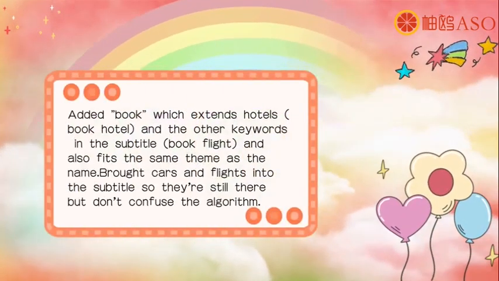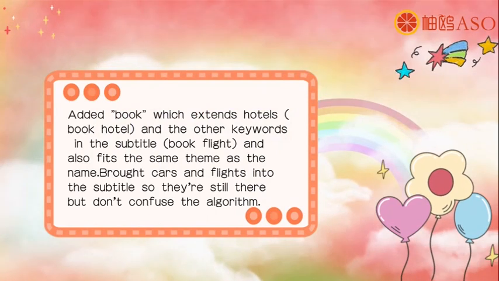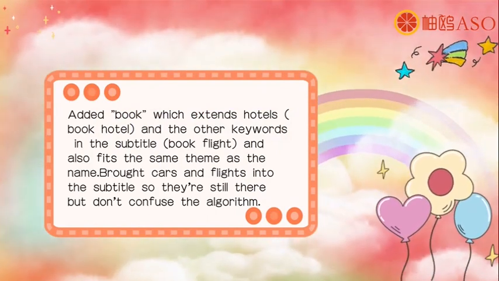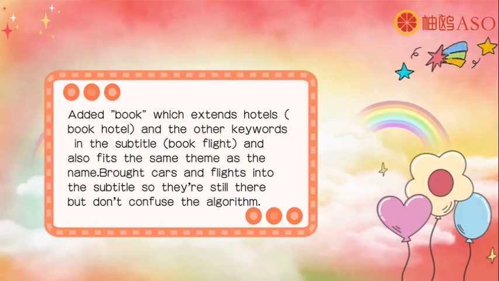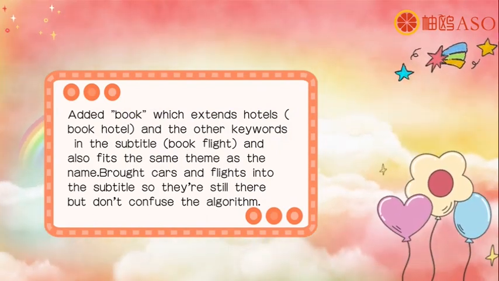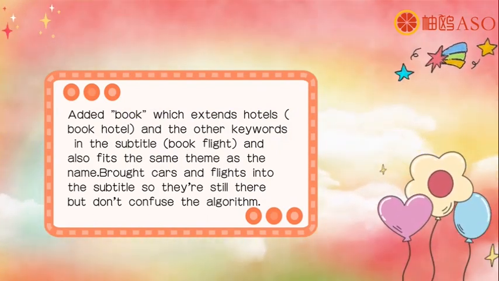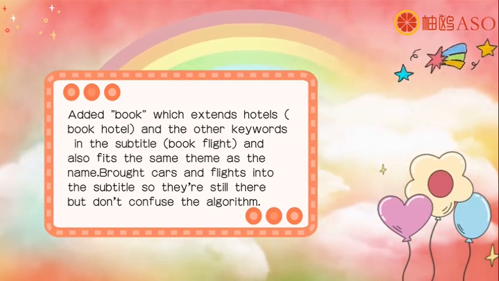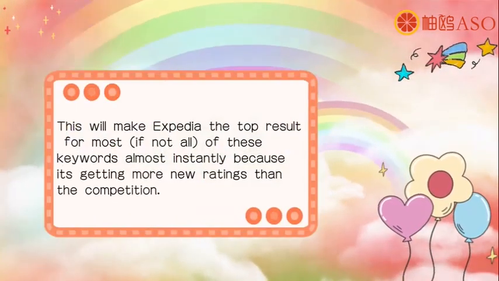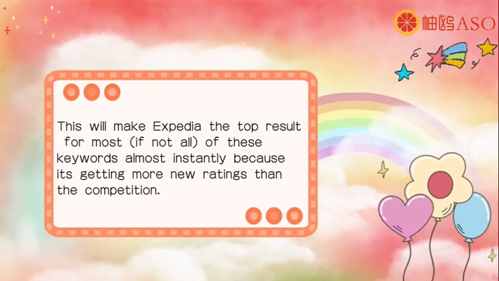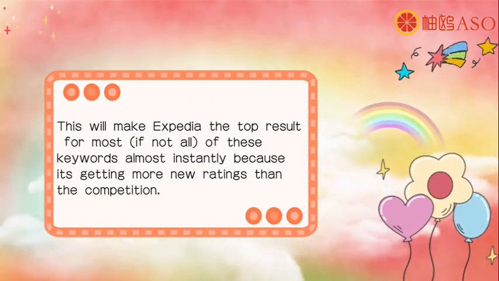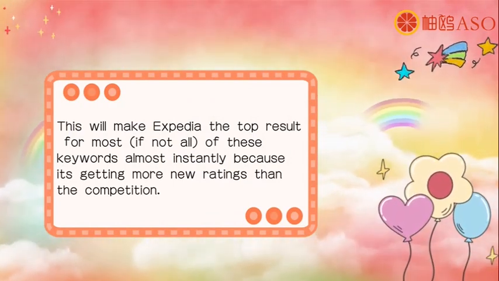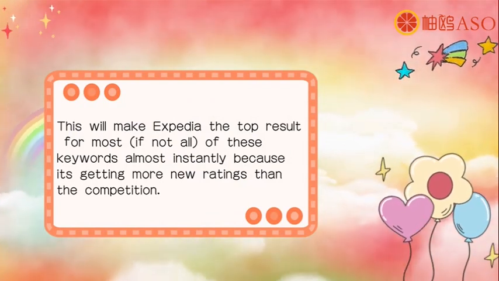Added book, which extends hotels, book hotel and the other keywords in the subtitle, book flight, and also fits the same theme as the name. Brought cars and flights into the subtitle so they're still there, but don't confuse the algorithm. This will make Expedia the top result for most, if not all, of these keywords almost instantly because it's getting more new ratings than the competition.